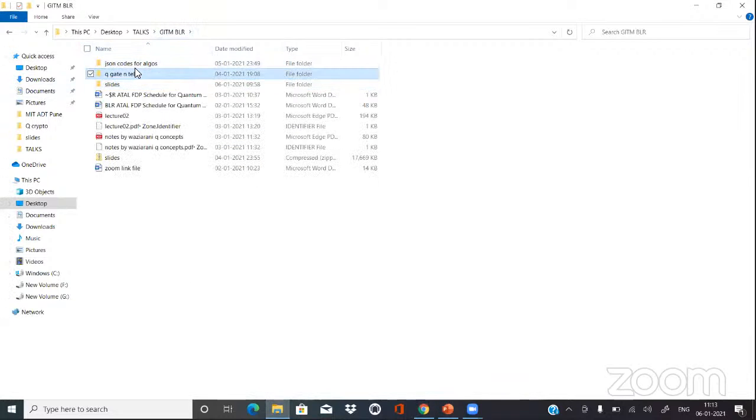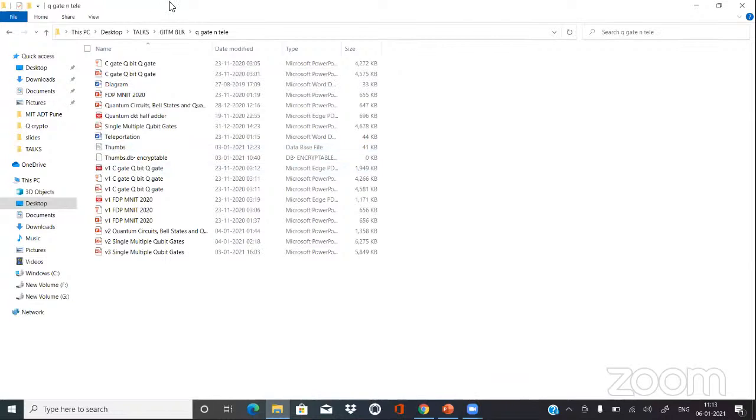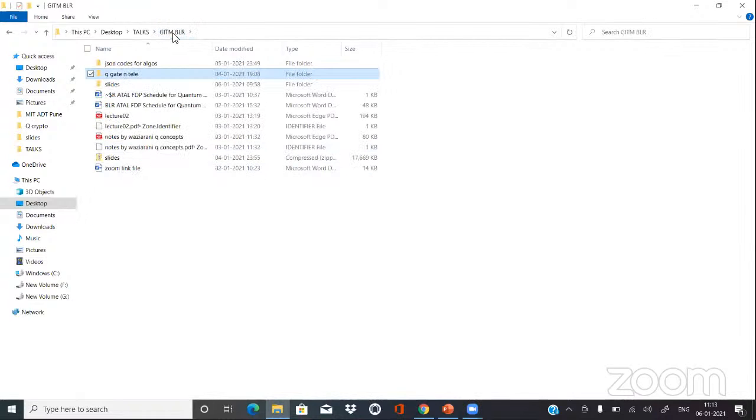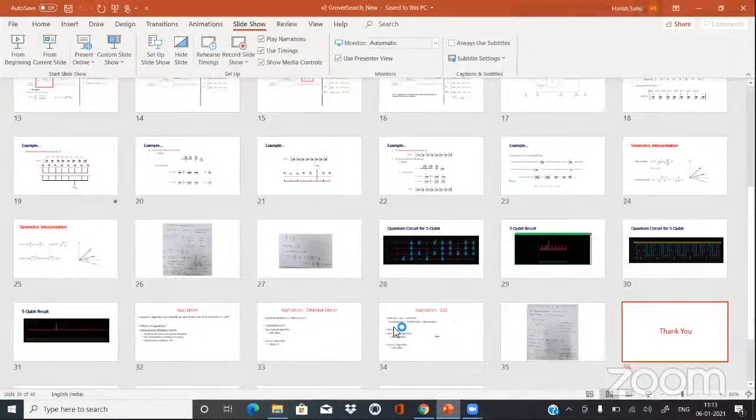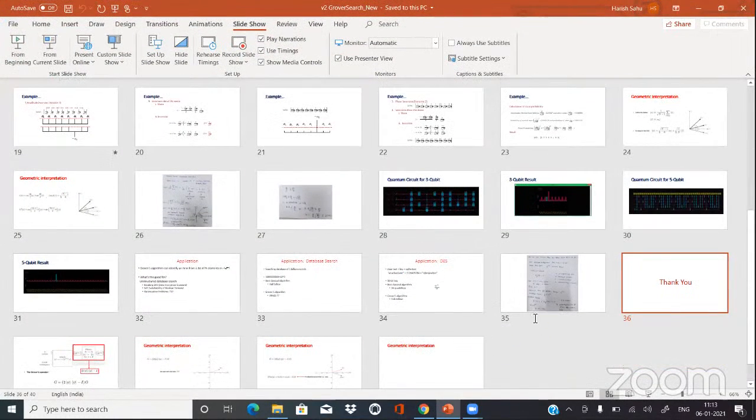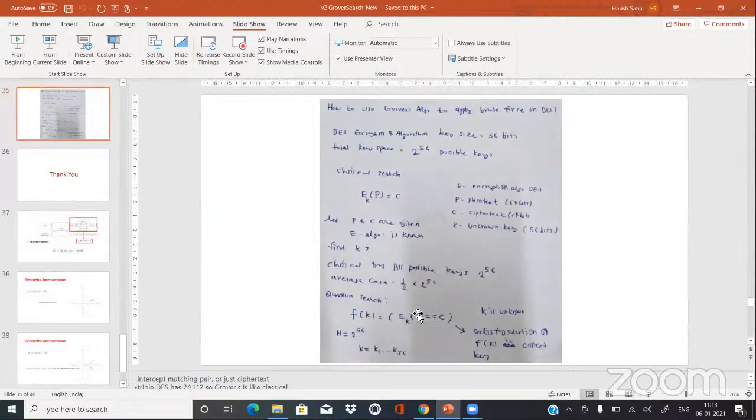Sir, in Grover's, what is their C? Tell me in the slide where that C is. Yes, sir. Where? E_K(P) is equal to C. So C is the ciphertext.